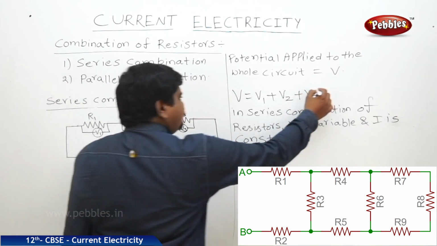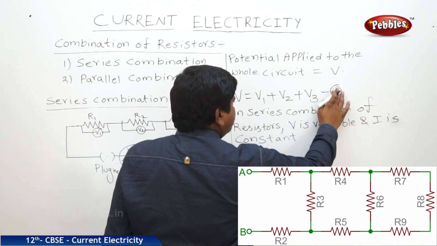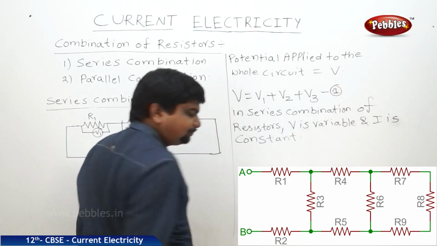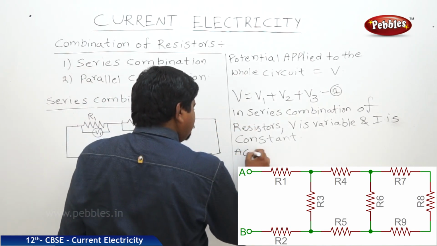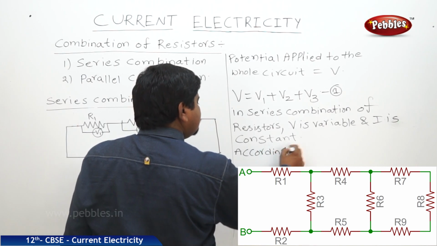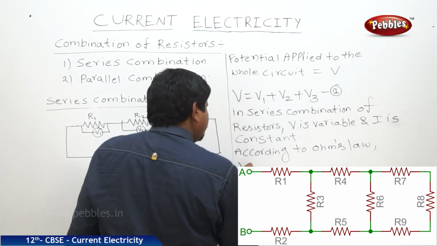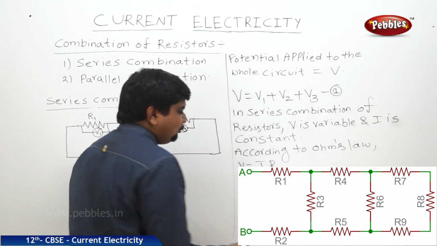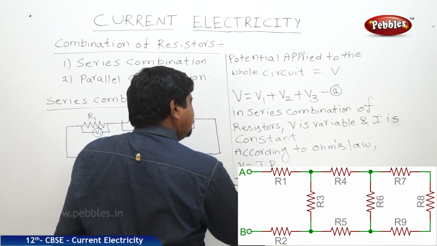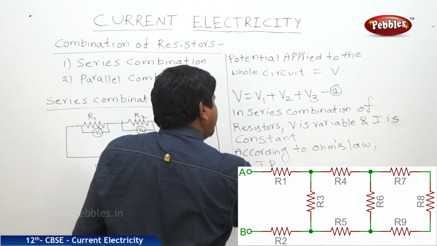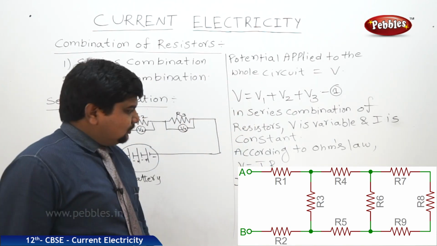Therefore, V is equal to V1 plus V2 plus V3, let us call it equation 1. So, what is Ohm's law? According to Ohm's law, V is equal to IR. Try to apply V is equal to IR in equation 1. Therefore, IR is equal to IR1 plus IR2 plus IR3.